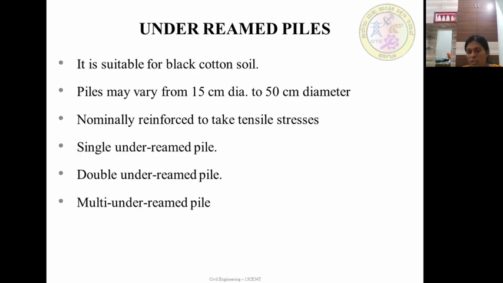A single under-reamed pile means a single bulb will be provided, a double under-reamed pile means two bulbs will be provided, and multi under-reamed means more than two bulbs will be provided.